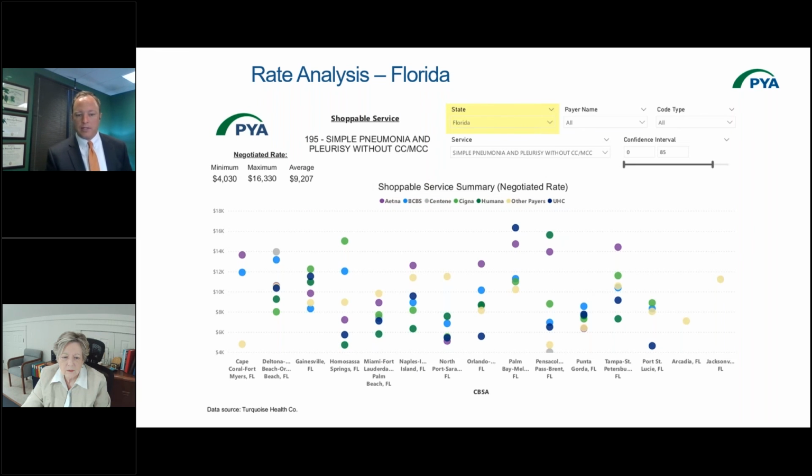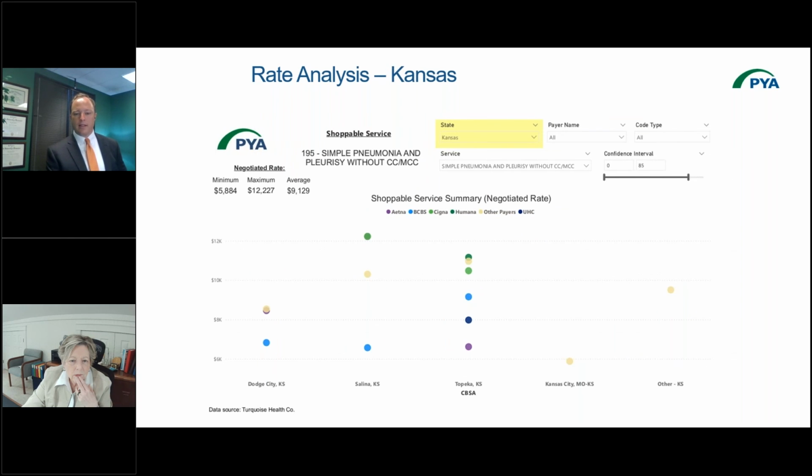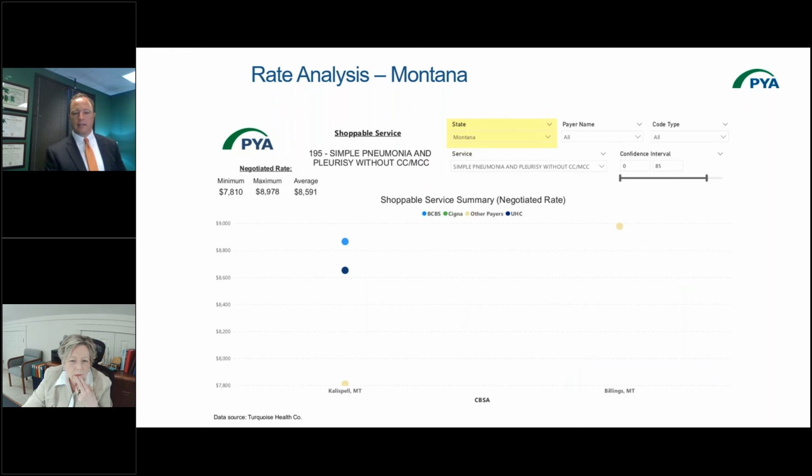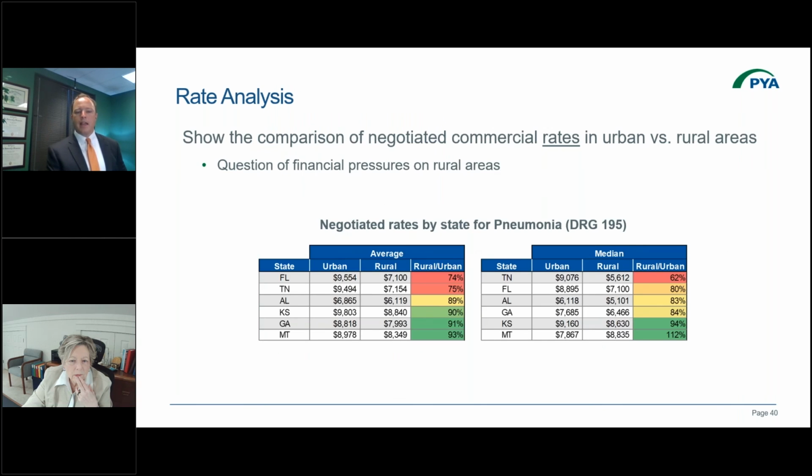Here we're looking at Florida. For the same DRG, simple pneumonia, we can see an average of $9,200, and we can see the variation throughout each core-based statistical area throughout the Florida market. Then we have Georgia, Kansas, Montana, and Tennessee. And we'll have a link at the end of this slide if you want to see this dashboard in further detail. There's a QR code that you can scan, select your state, and look at the rates.